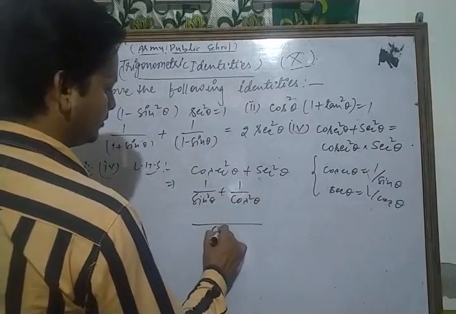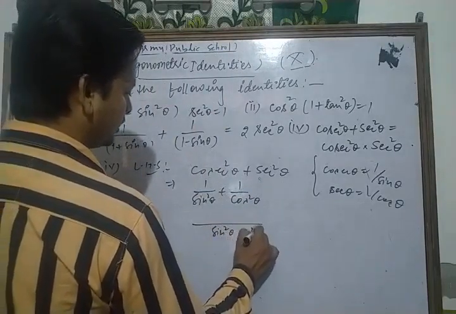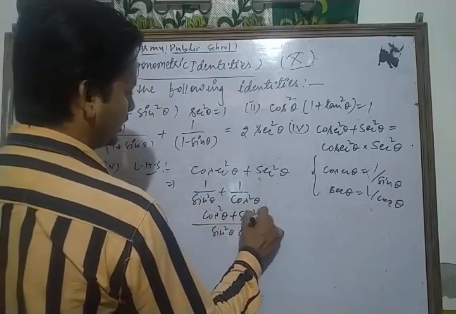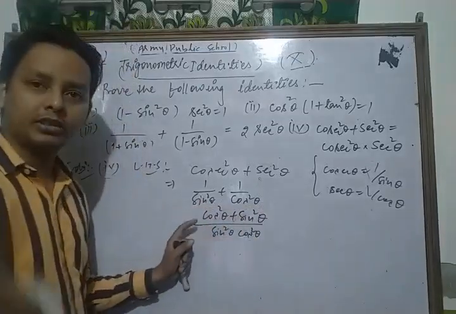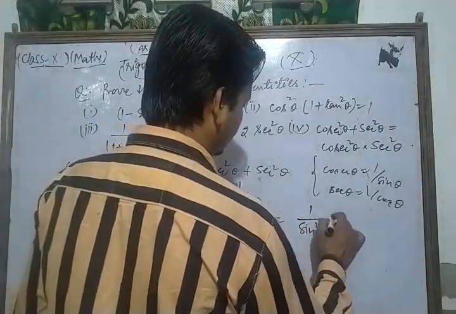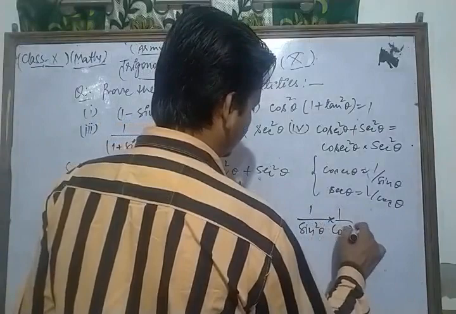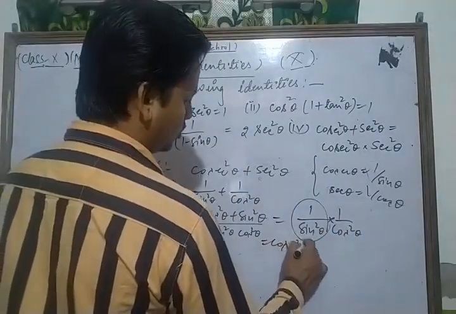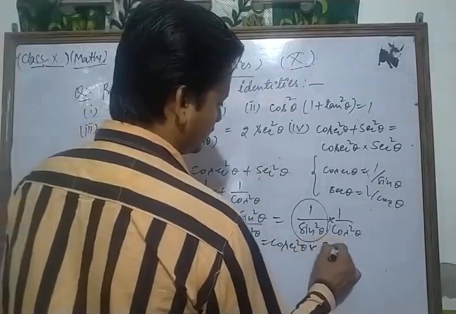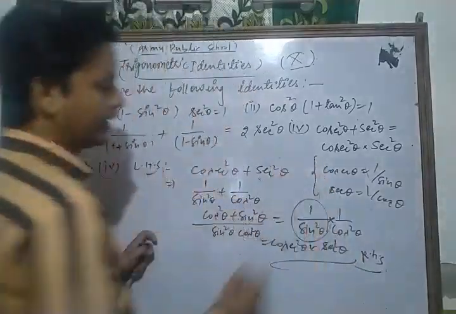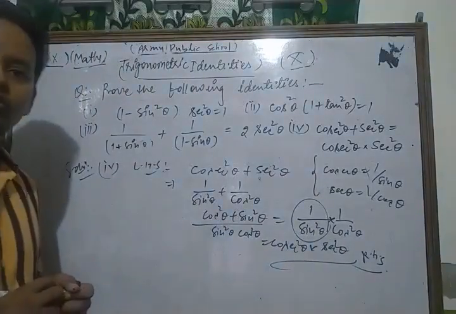We take the LCM, sine square into cos square theta. So here we get cos square theta plus sine square theta, and sine square theta plus cos square theta is equal to 1. So 1 upon sine square theta into 1 upon cos square theta. 1 upon sine means cosec, so cosec square theta into sec square theta. Hence proved RHS. Okay, so this is the process to solve that type of question.